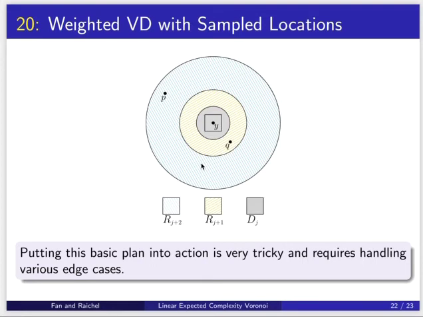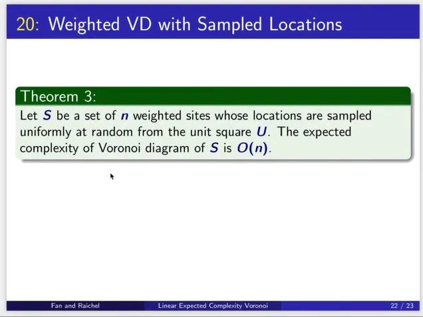This basic plan is a bit tricky, and we put it into our third result: let S be a set of n weighted sets whose locations are sampled uniformly at random from a unit square. The expected complexity is linear.